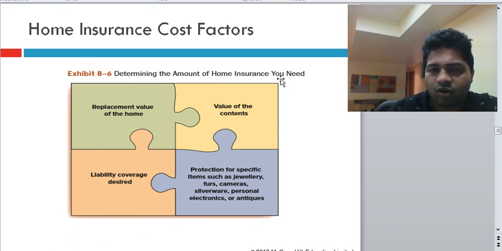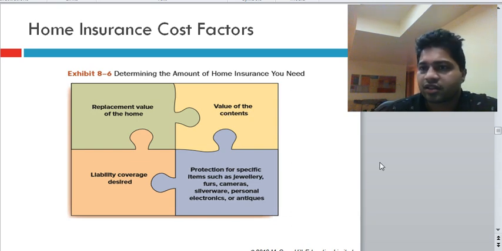So how much insurance is required? The replacement value of your home, the cost of building your home, the value of the contents, the liability that you may incur because someone is there on your property, or protections for specific items such as jewelry, fur, or cameras that are not covered under contents insurance. So you have to get them specifically insured separately.